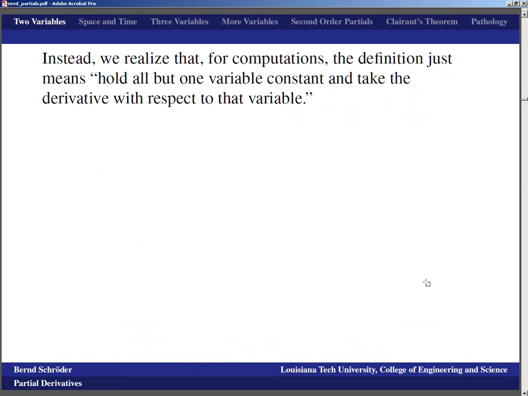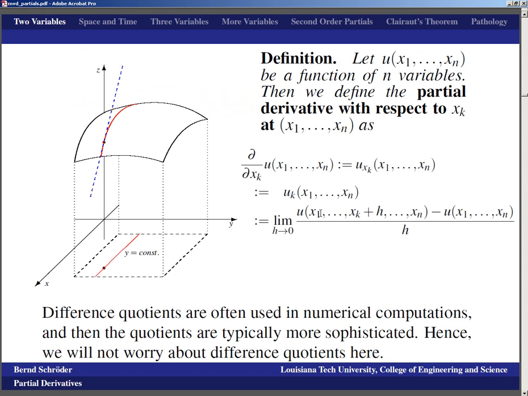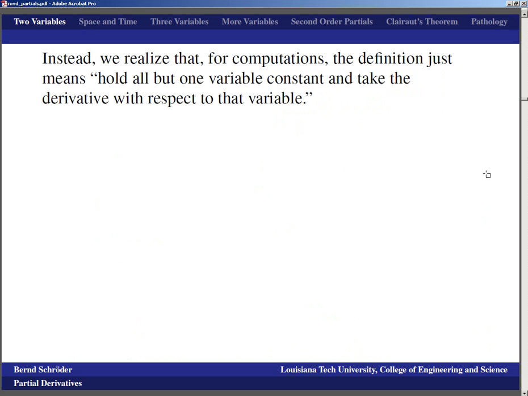Now, on the other hand, because we don't want to work with these difference quotients, we simply realize that for computations, the definition pretty much just means that we're holding all but one variable constant and then taking the derivative with respect to that variable, right? If we go back to the definition here, if we hold all variables except for xk constant, then u is just a function of xk, and this becomes just a difference quotient, function of xk plus h minus function of xk divided by h, which is exactly a difference quotient for a function of one variable, which then of course leads to a derivative of that function of one variable.